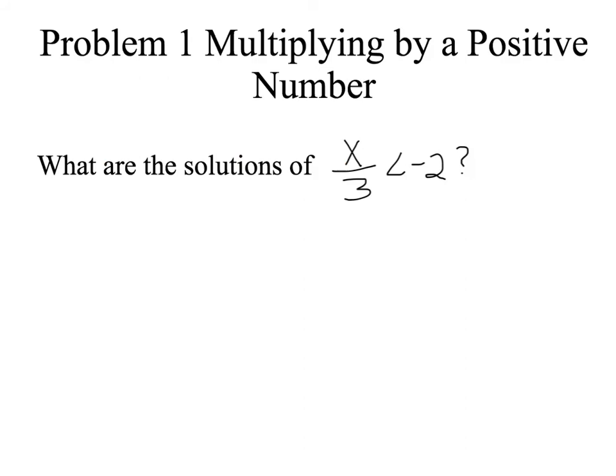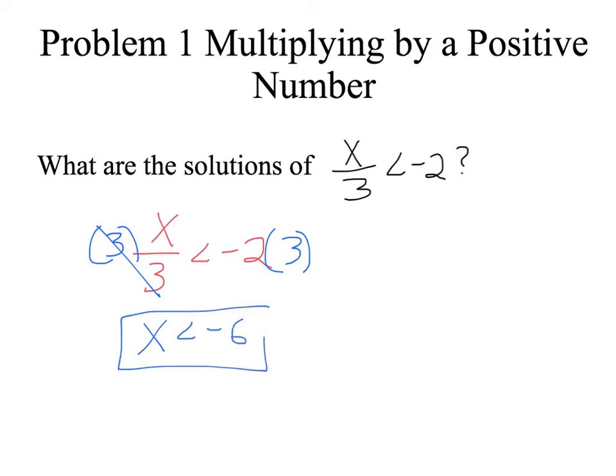Okay, so here's the first one. What are the solutions? So let's see. We have x divided by 3 is less than -2. So here's one where people are like, okay, I see a negative, I have to flip the sign. But what you're doing to both sides to undo the division is multiplying by 3, which is positive. So you just multiply by 3, leave the sign alone, and you get x is less than -6.